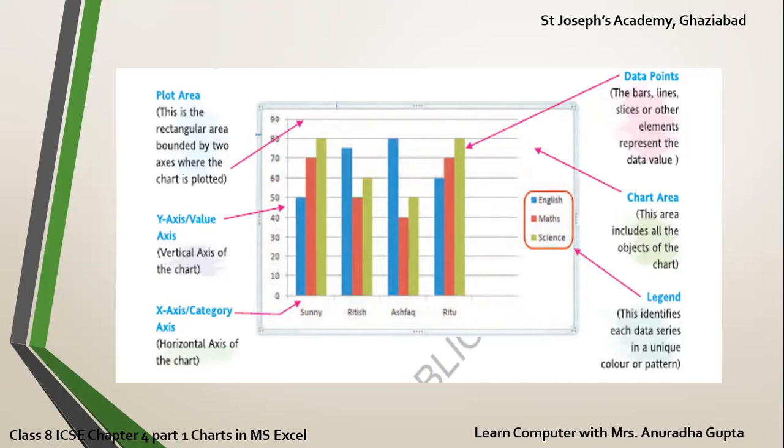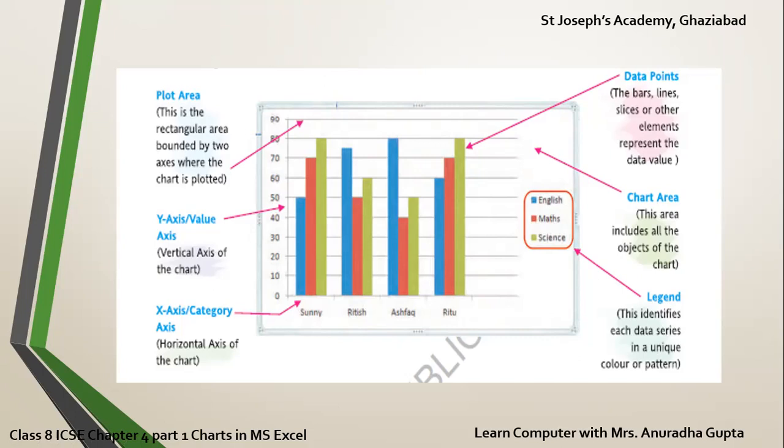Let's move to the sixth component of a chart, and that is legend. This identifies each data series by a unique color or pattern. Just have a look at this picture. In this chart, we represented English with the blue color, math with the red color, science with the green color. I hope you all understood the components of a chart. This is our second topic of the video.